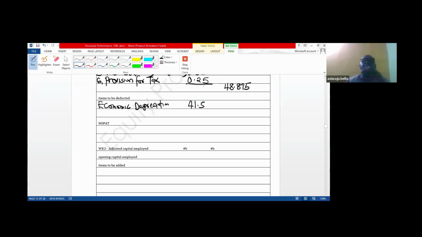$41.5. Next, amortization of development costs. Yes, Rose.